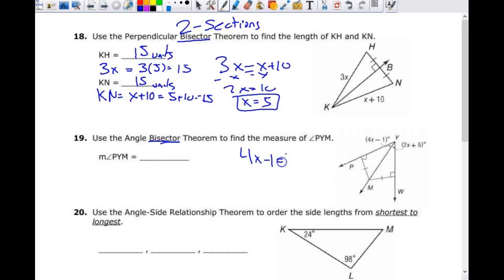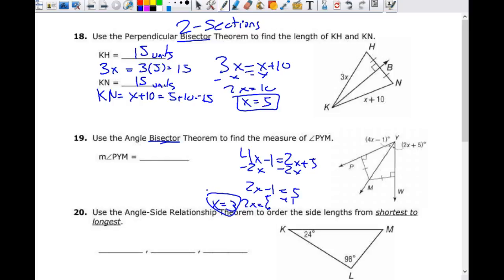4x minus 1 is equal to 2x plus 5. Minus 2x, we get 2x minus 1 is equal to 5. Plus 1, 2x is equal to 6. X is equal to 3. That was a blank on my test. X equals 3. And just like before, we need to plug it in.